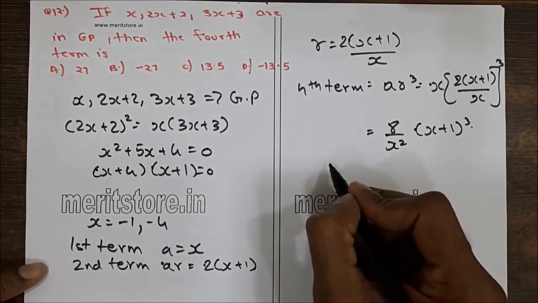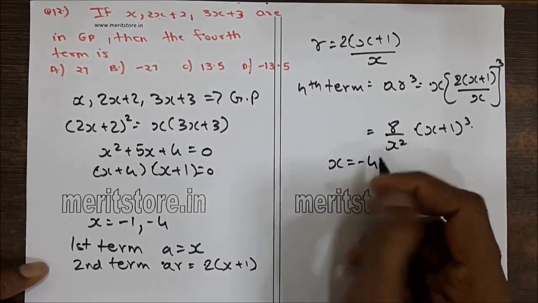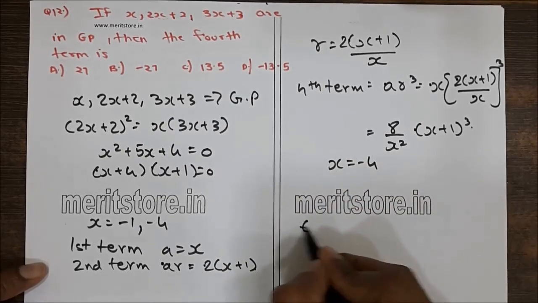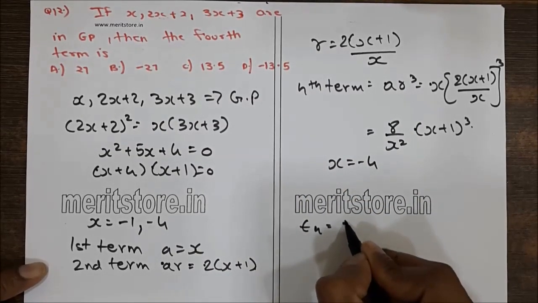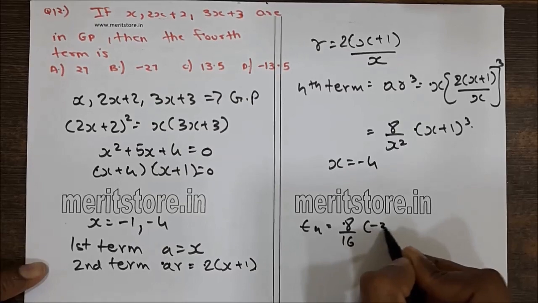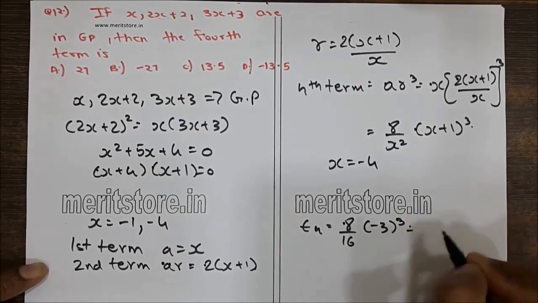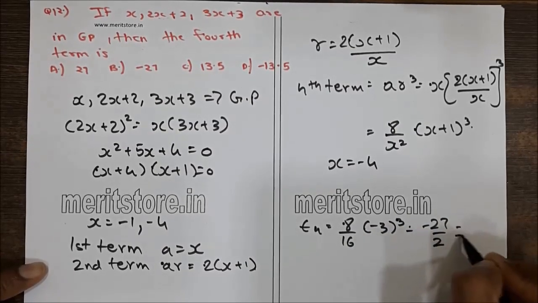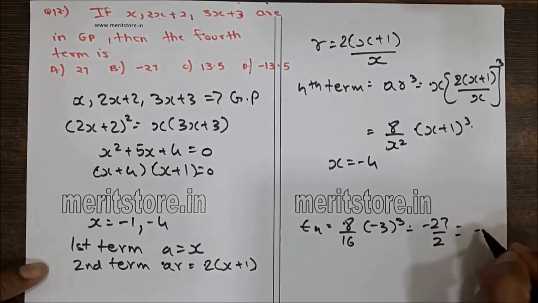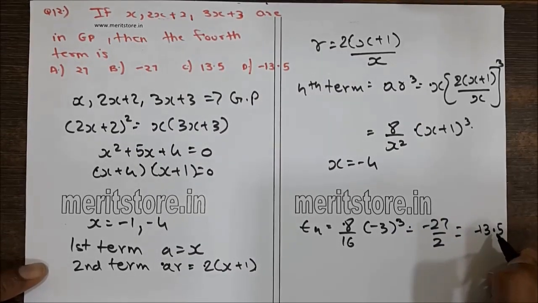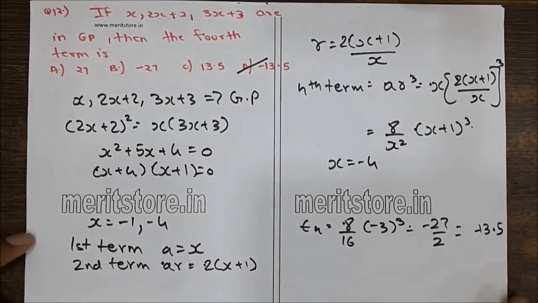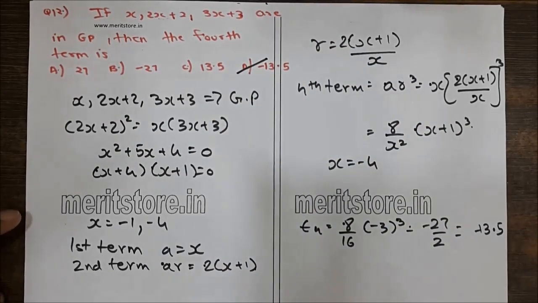So putting x is equal to minus 4, for the fourth term we have t of 4 equal to 8 of 16 minus 3 the whole cube, which is equal to minus 27 by 2. Dividing this, we get minus 13.5, which is our option D. Therefore option D is the correct answer.